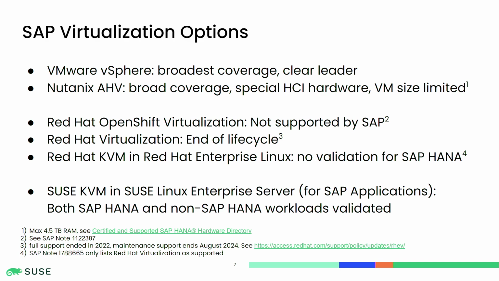Then one of the other options would be Red Hat OpenShift Virtualization. This is, as of today, not supported by SAP. There's an SAP note saying that SAP doesn't intend to support it. The other product which has been validated for SAP and SAP HANA workloads is Red Hat Virtualization. That's at the end of its life cycle. So general support has already ended. Maintenance support ends in August this year. So draw your conclusions from that.